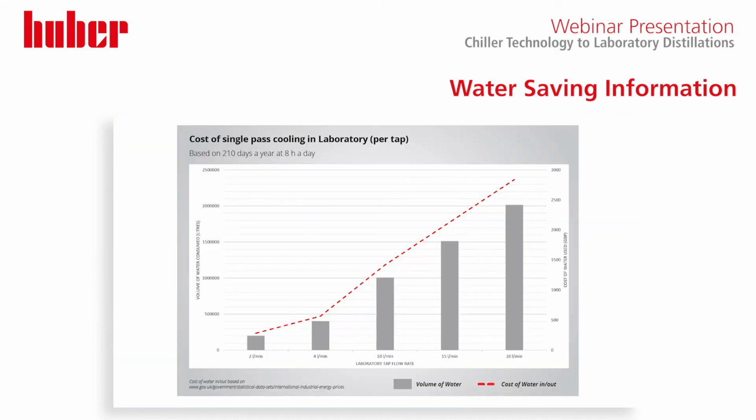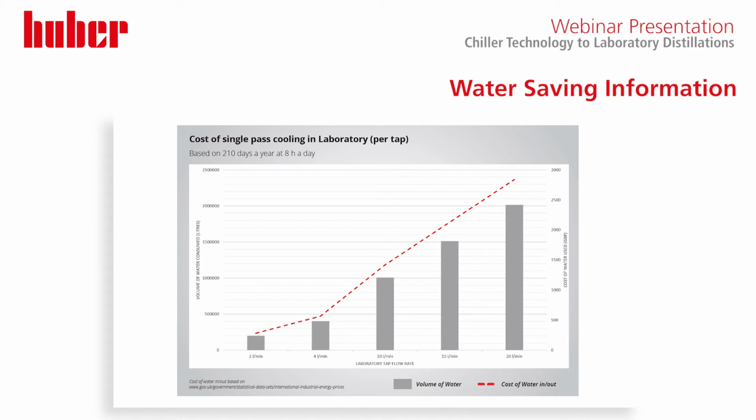And what we've done here is, through a survey of UK universities, we've looked at how much water they've been using per tap. And we've based this on 210 days of a year and 8 hours per day. And what we can see from a survey we carried out on, I think it was about 25 universities, is a range of 2 litres a minute all the way up to 20 litres a minute.